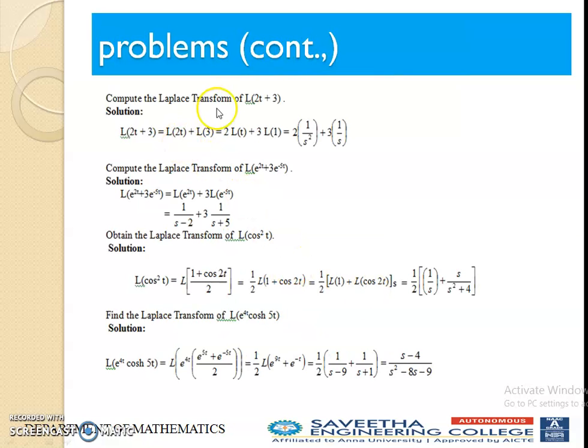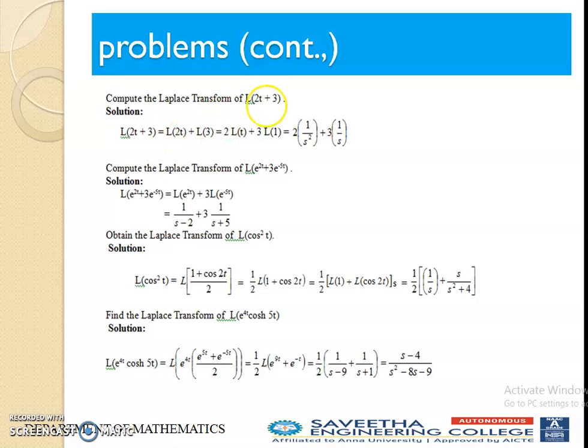Next, compute the Laplace transform of L of 2t plus 3. So this is an addition of two functions. So first we can write L of 2t plus L of 3 here. Here I can take 2 outside, 2 is a constant term. So 2 into L of t plus, I can take 3 outside, so 3 into L of 1. Why? Because we know the formula for L of t, and similarly we know the formula for L of 1. What is L of t? 1 by s square. What is L of 1? 1 by s. So we get the required solution. So whenever you know the Laplace transform formulas, the problem will be the easiest one. Otherwise the problem will be a difficult one.